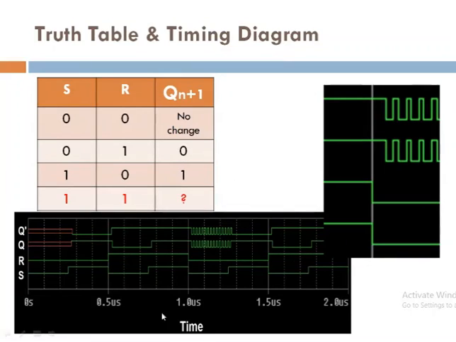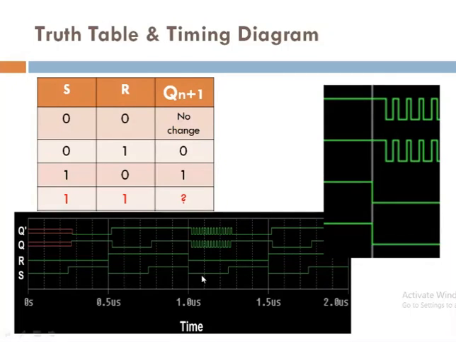Now this is a timing diagram. In the case of the first three combinations, it is okay. See, for the first combination there is no change. Here you can see there is no change. But when S is equal to 1 and R is equal to 0, the value of Q should be 1. Here you can observe Q will be 1. But when S is equal to 0 and R is equal to 1, in that case what happens? Your output Q, here you can observe, is equal to 0.